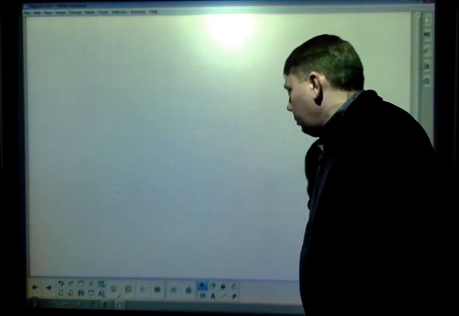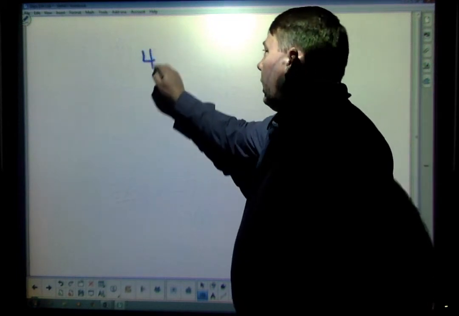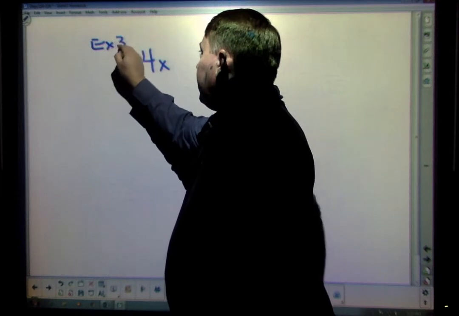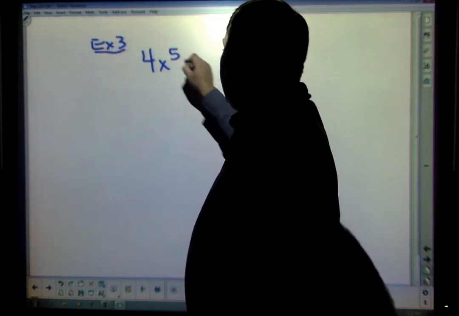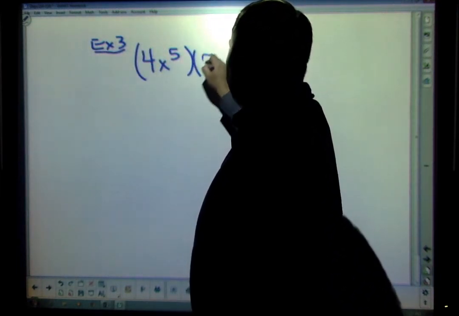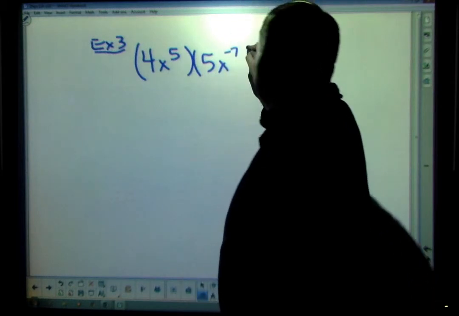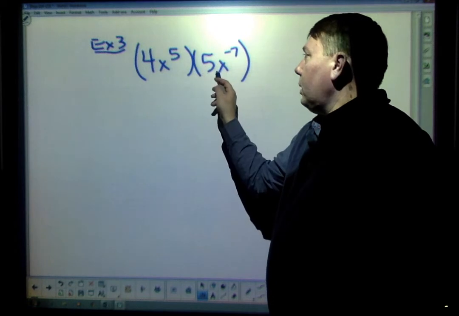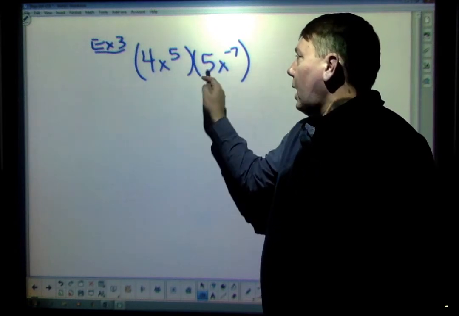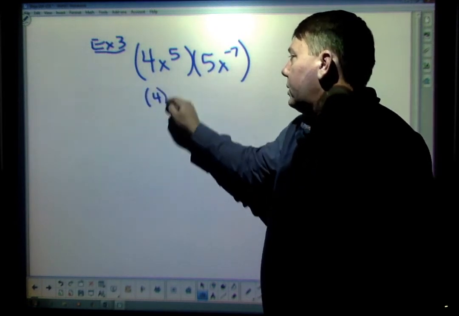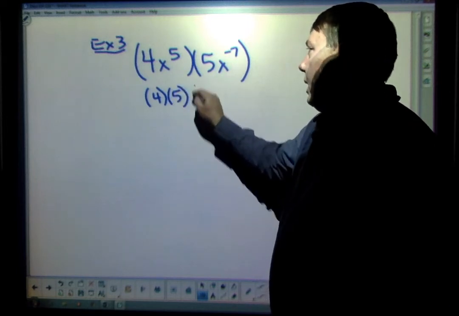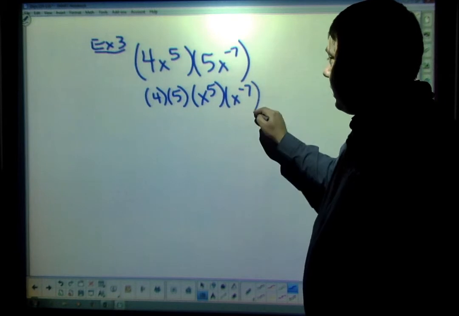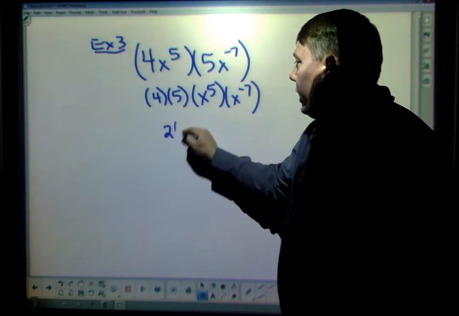Let's take a look at some more examples. Maybe we're using our exponent rules and we're asked to simplify still, 4x to the 5th times 5x to the negative 7th. Okay, so this is a monomial times another monomial. Remember, you can regroup these so that you can multiply the coefficients together, and you have x to the 5th and x to the negative 7th. So 4 times 5 is 20.